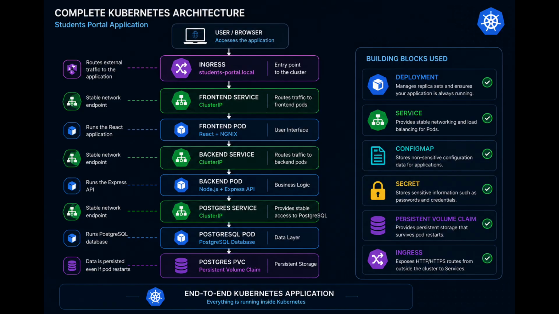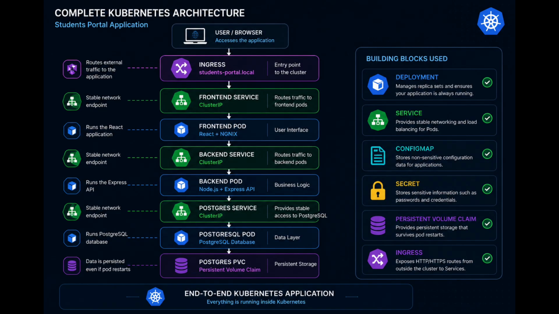Let's take one final look at the complete architecture. A user accesses the application through the browser. The request reaches the ingress, which acts as the entry point to the cluster. The ingress forwards the traffic to the front-end service. The front-end service routes requests to the React application running inside the front-end pod. When the front-end needs data, it communicates with the back-end service. The back-end service forwards requests to the Express API running in the back-end pod. Finally, the back-end stores and retrieves data from PostgreSQL through the Postgres service. PostgreSQL persists all data using a persistent volume claim.